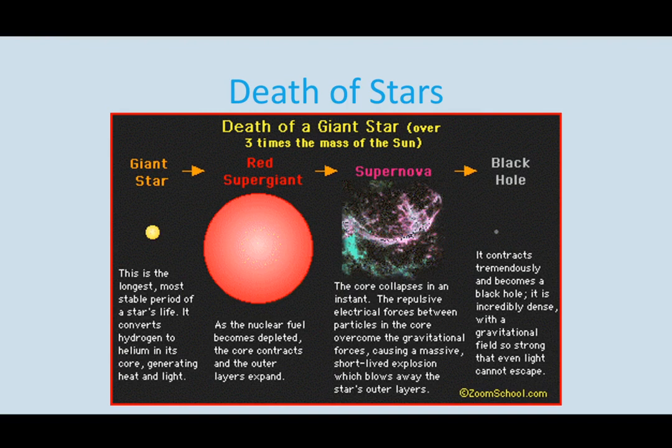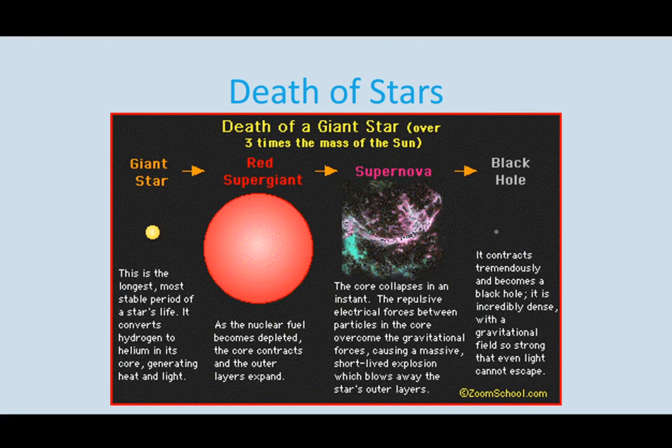Next comes a supernova. Basically what happens is the core collapses in an instant, and the repulsive electrical forces between particles in the core overcome the gravitational forces, causing a massive short-lived explosion which blows away the star's outer layers. So basically, instead of it losing mass to the nebula and forming a white dwarf, the core collapses in on itself. It gets too big, it collapses, and it creates this massive quick explosion.